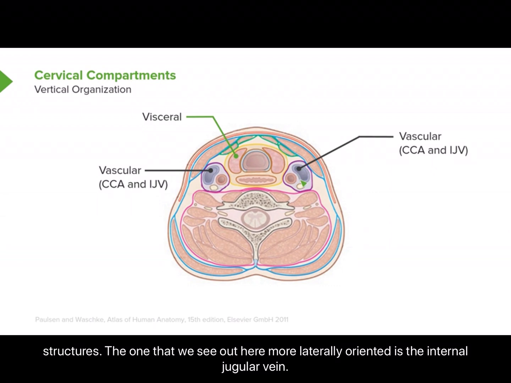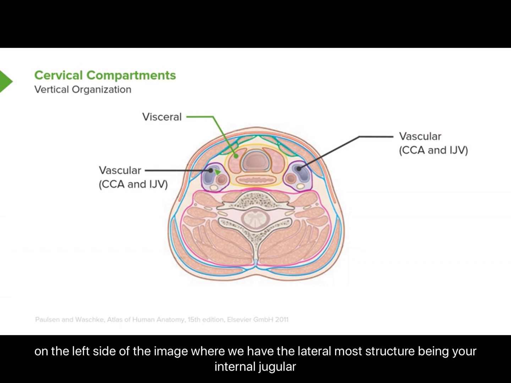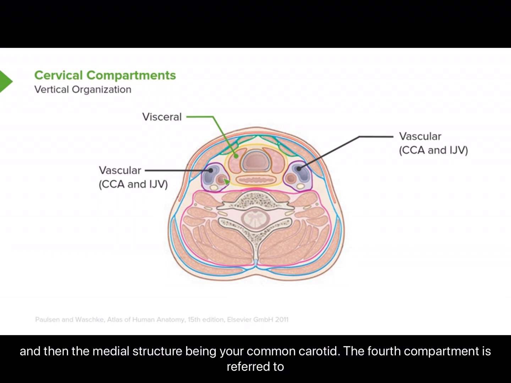The one that we see out here more laterally oriented is the internal jugular vein, and then the one situated more medially is your common carotid artery. That same relationship exists on the left side of the image, where we have the lateralmost structure being your internal jugular, and then the medial structure being your common carotid.